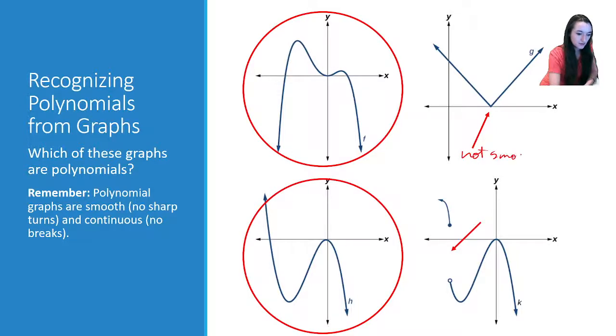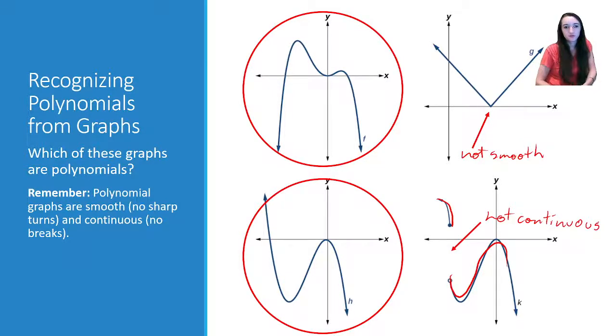And then the graph on the bottom right is not continuous. In order to draw it, I would have to do this and then pick up my pen and then put it back down to draw the rest. So this is not continuous. So that's why only the two graphs on the left could be polynomials.